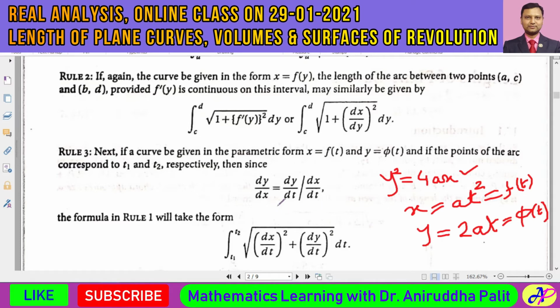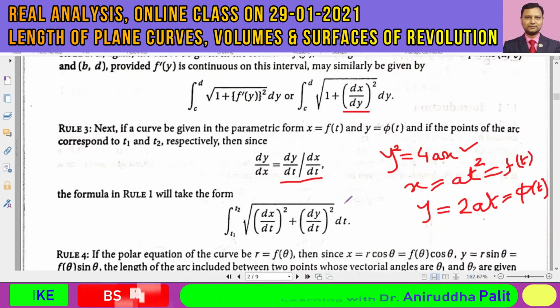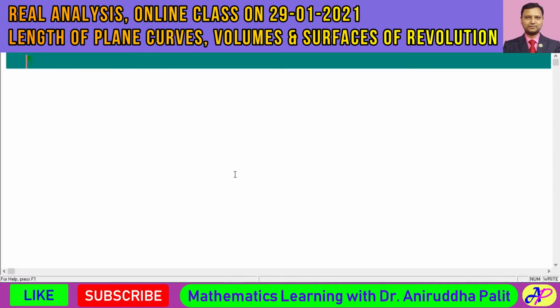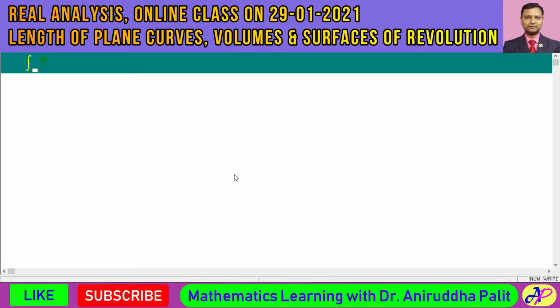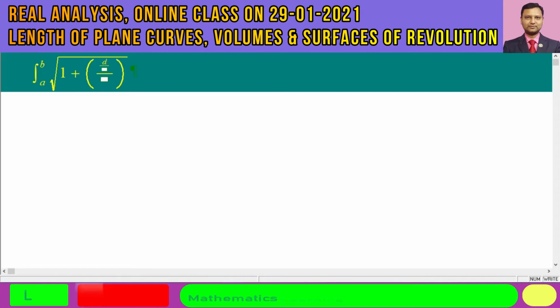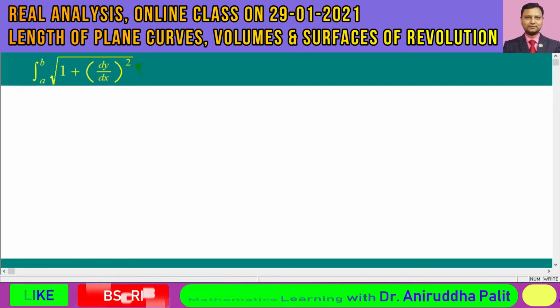In such cases, the derivative dy dx can be written as the ratio of two derivatives: dy dt divided by dx dt. So dy dx can be written as the ratio of these two quantities. Let me show you this much computation. The total formula is the integral from a to b of the square root of 1 plus dy dx whole square, then dx.